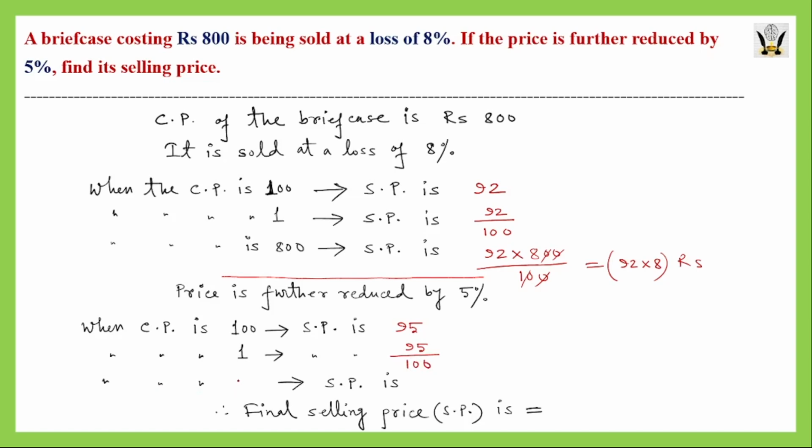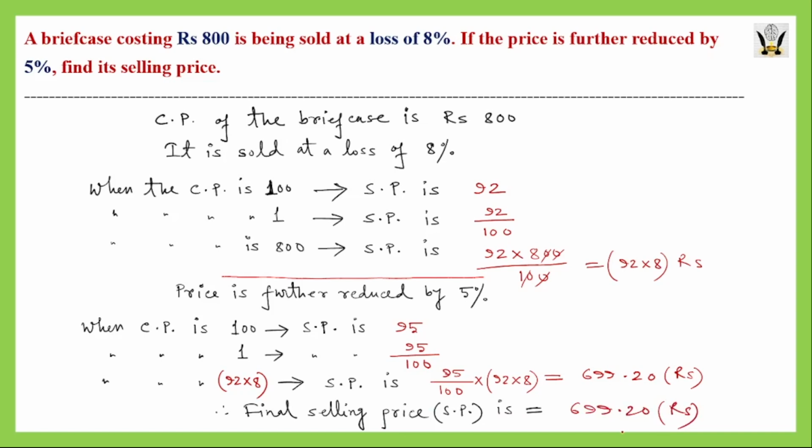And if the cost price is 92 multiplied by 8, so when it was sold for the first time at a loss of 8%, this was the selling price, 92 multiplied by 8, and at the second round this will be taken as the cost price. So the selling price will be then 95 divided by 100 and multiplied by 92 multiplied by 8, and if we simplify further, then it will be 699.20, this much rupees.